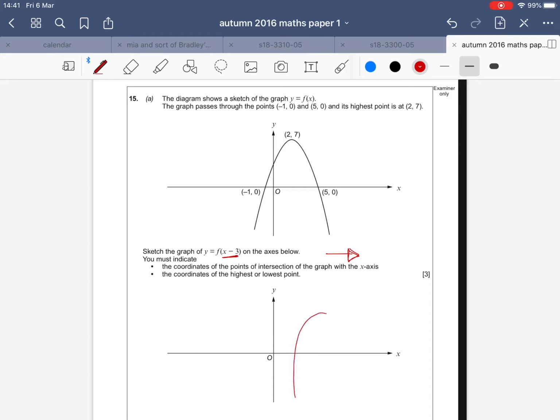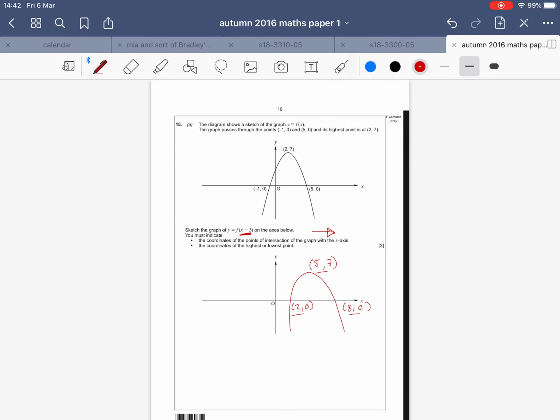So you just literally sketch it and put in your coordinates. Instead of (2, 7), it's going to be (5, 7), because I want to add 3 to my x. Instead of (5, 0), it's going to be (8, 0). And instead of (-1, 0), it's going to be (2, 0). It doesn't matter how fancy your graph is, as long as you state these coordinates. So when it's inside the brackets, you do the opposite. We're moving it along our x-axis by 3.